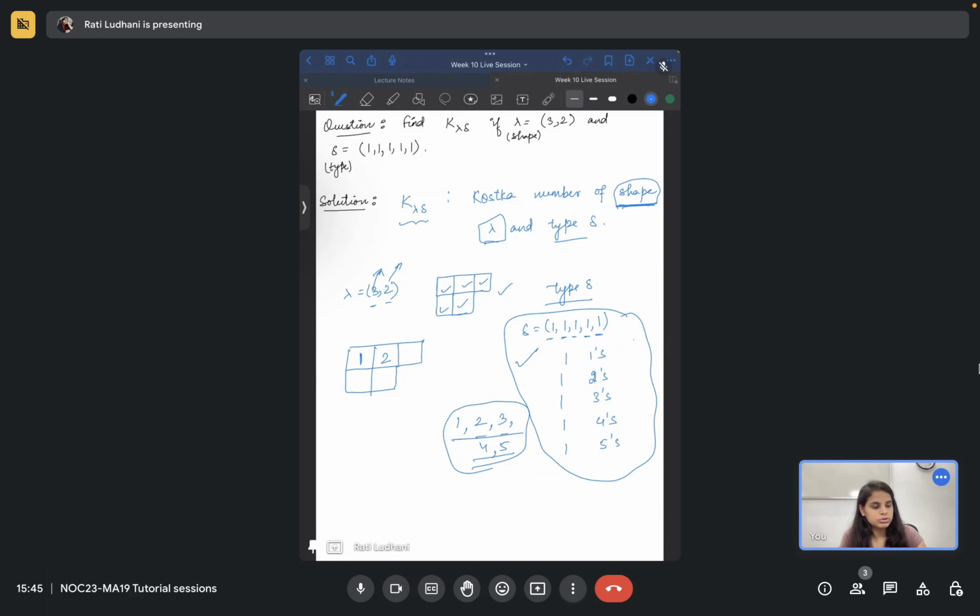So you have 1, 2, and you can keep 3 here. And now at this place you can keep 5, and here 4 and 5. This is definitely an option, because over the rows it is weakly increasing, and over the columns it is strictly increasing.